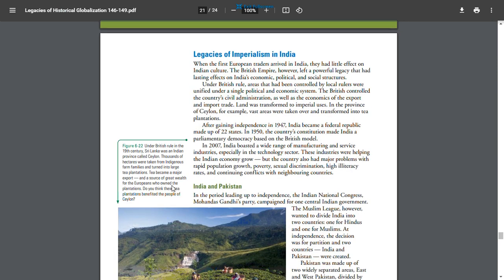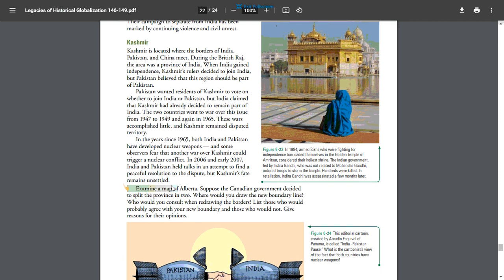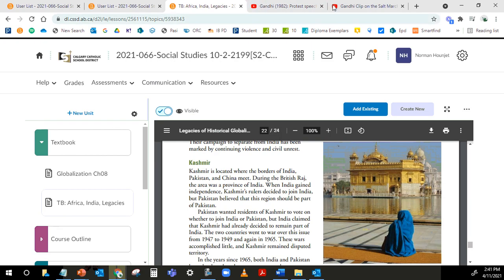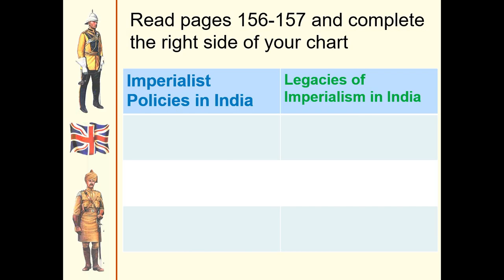So you can read pages 156 and 157. As you read those pages, I want you to look for some legacies of imperialism in India. The British ruled in India for a very, very long time. How did India become different as a result of British rule? In what ways did the British change India and impact the future of India? As you read through, you should be able to find two or three different examples of legacies of British imperialism in India. Just write them in your chart.